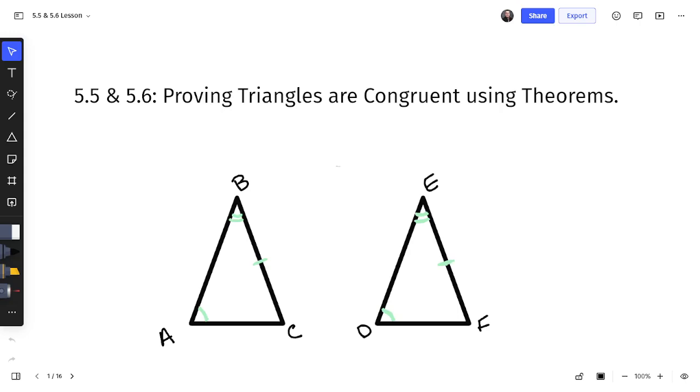Hello everyone. Today we're going to be exploring a fundamental concept in geometry, and that is proving triangle congruence using specific theorems. So by the end of this lesson, you'll be able to use the side-side-side congruence theorem, the side-angle-side congruence theorem, which we've already learned, the angle-side-angle theorem, the angle-angle-side theorem, and the hypotenuse-leg theorem to solve problems involving triangles.